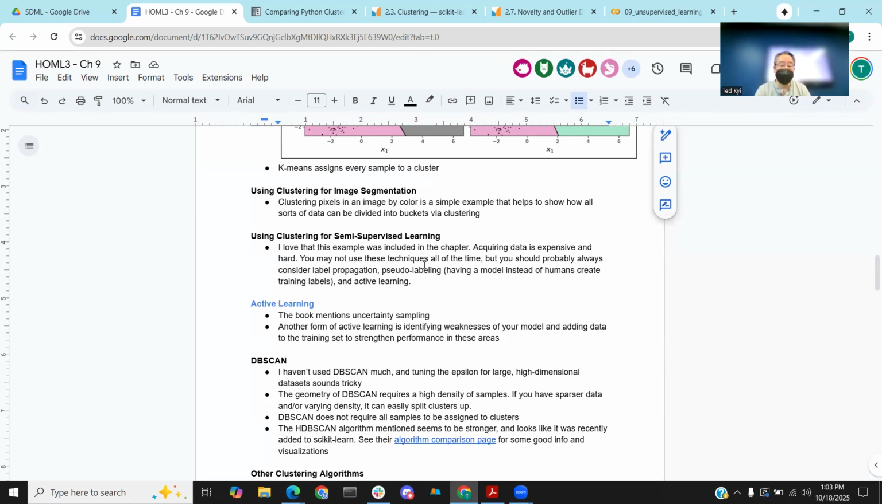And then they give another example that I really like. I'm very glad that he included it in the chapter. It was clustering for semi-supervised learning. The example they gave was label propagation, the idea that you have clusters, and let's say you created 50 clusters out of your very large data set. You had your expensive person label just one item in each cluster, and then you labeled everything else in that cluster with the same label.